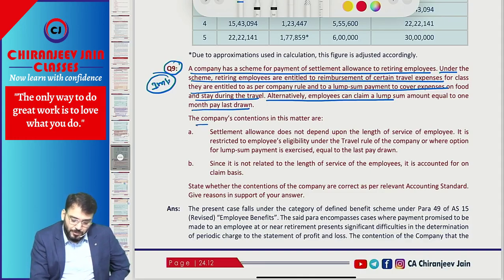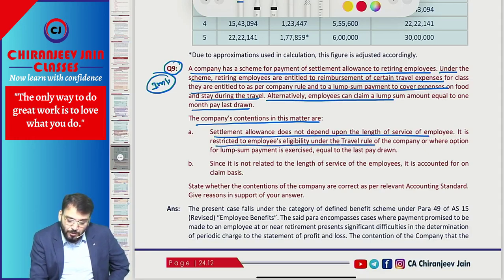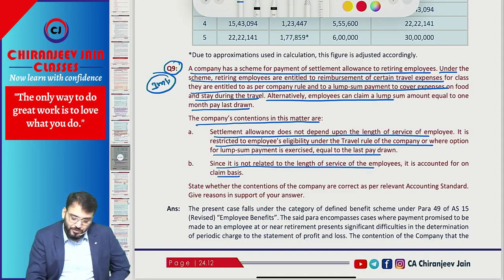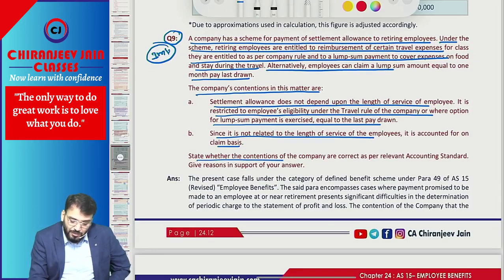There are two options. The company's contentions in this matter are: settlement allowance does not depend upon the length of the service of the employee. It is restricted to employee eligibility under the travel rule of the company, or where the option of lump sum payment is exercised, equal to last pay drawn. Since it is not related to length of service of the employee, it is accounted on claim basis. State whether the contentions of the company are correct as per the relevant accounting standard. Give reason.